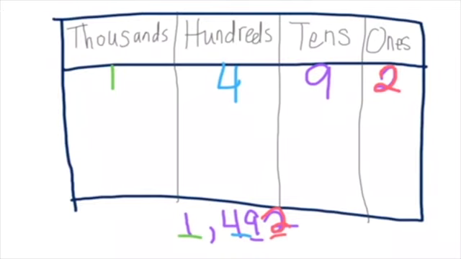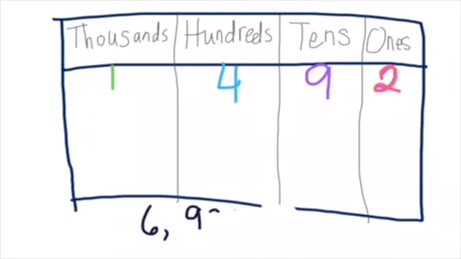That is 1,492. It looks like it's in order, right? When we do our table, our number is written just like how I would write it down on a different piece of paper without our chart. 1,000 comes first, and then 492. So let's look at some more numbers. This time I am going to look at the number 6,987. I'm going to do the same thing.